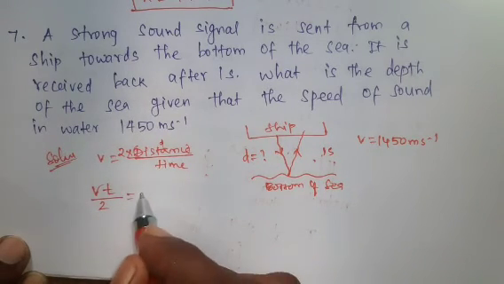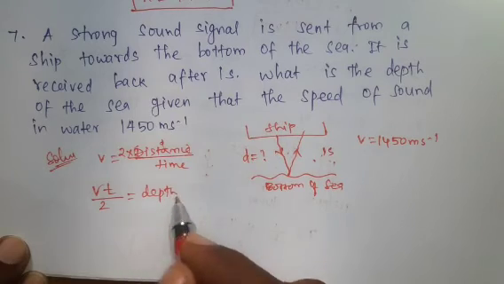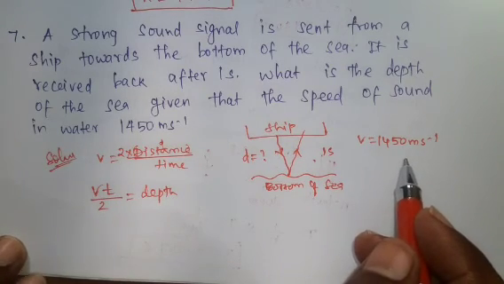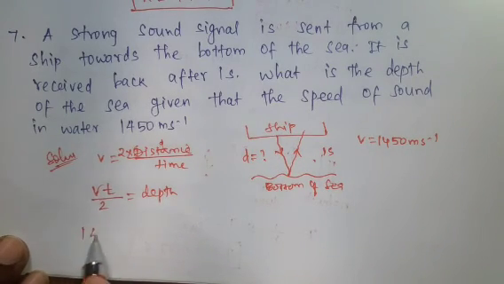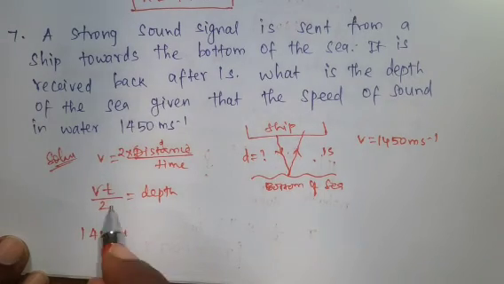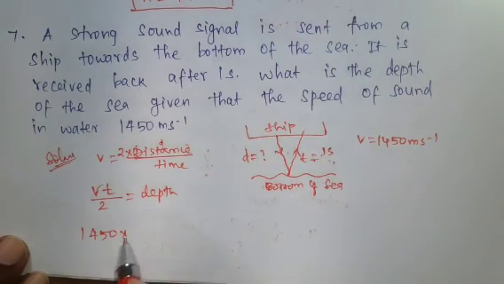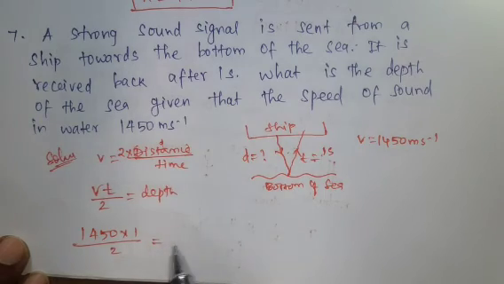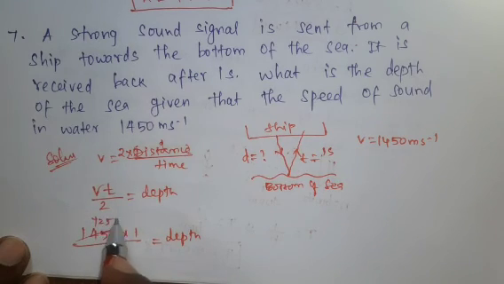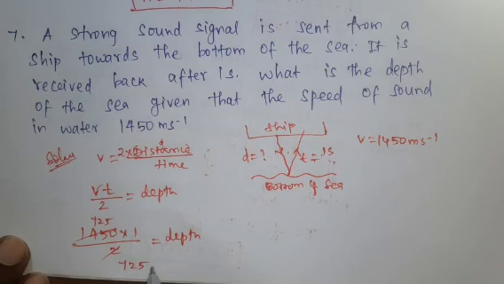This is depth. So speed of sound in water 1450 into time which is 1 second, 1 divided by 2 is equal to depth. If we simplify this, we will get 725. So the depth of the sea is 725 meter.